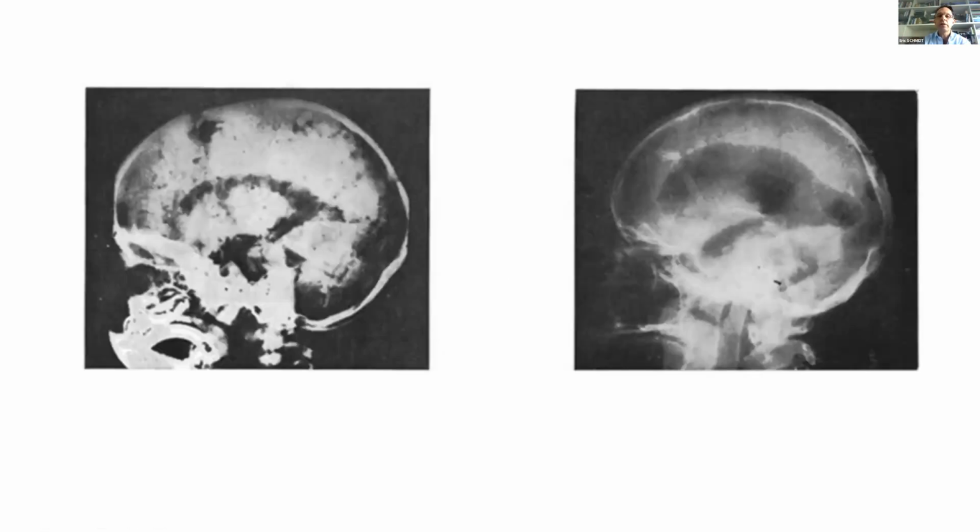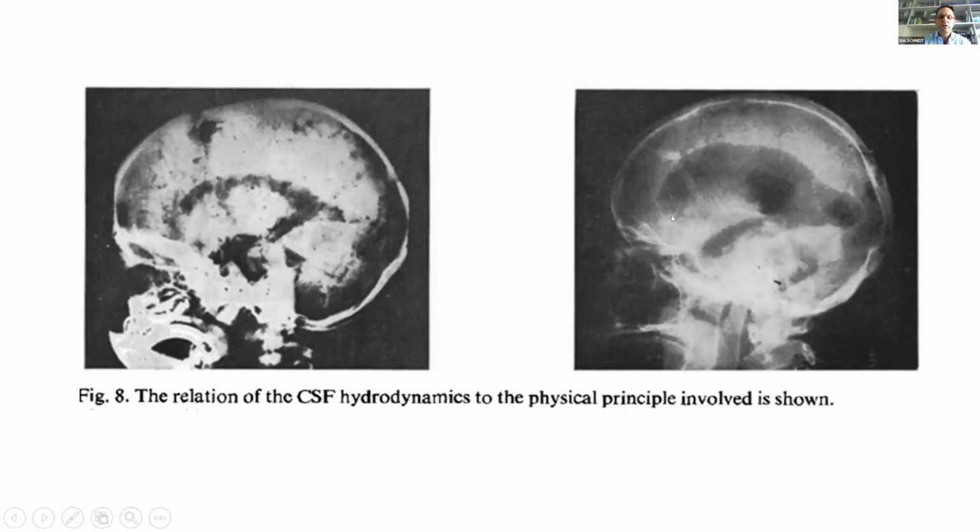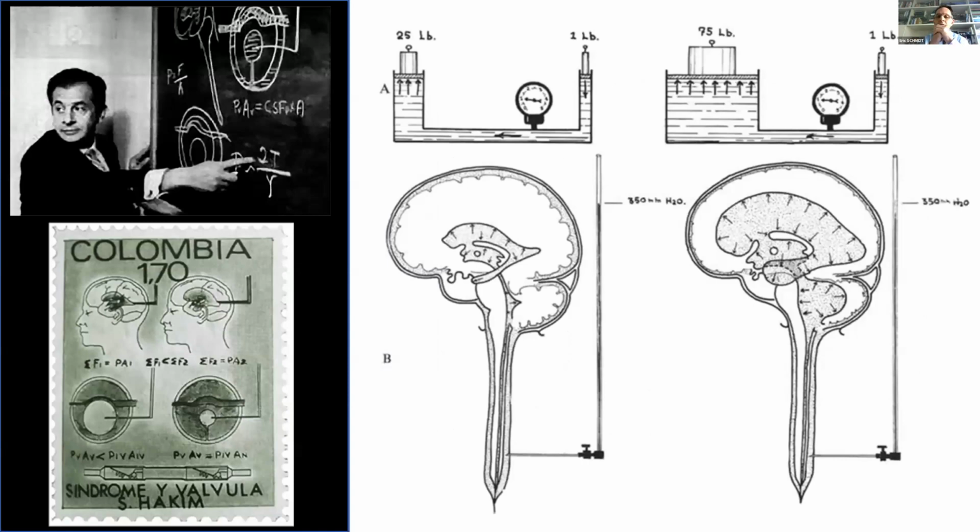And I always try to explain, because when he was facing those two conditions and patients with dilated ventricles, Salomon Hakim was always referring to hydrodynamics in order to understand what the link is and how we can characterize the physical properties involved in this condition. And we all know these very elegant graphs explaining the connection between clinical problem and fluid mechanics issue. And you see that when he was describing his concept, even in the famous stamp from Colombia, each time a very strong emphasis was put on fluid dynamics in order to characterize how fluid is flowing.